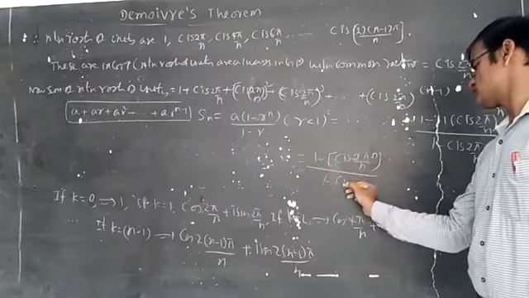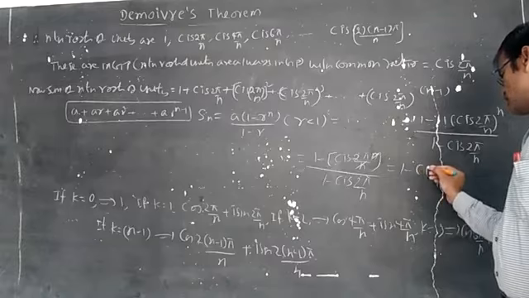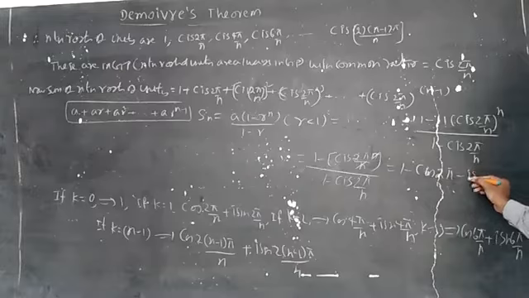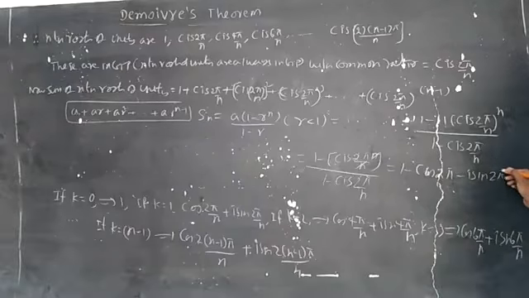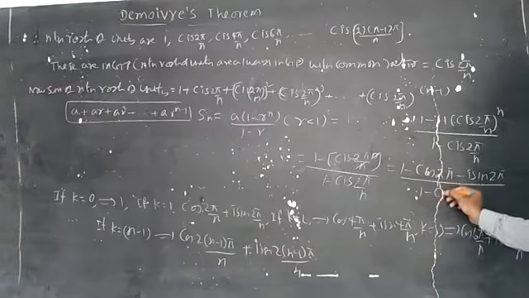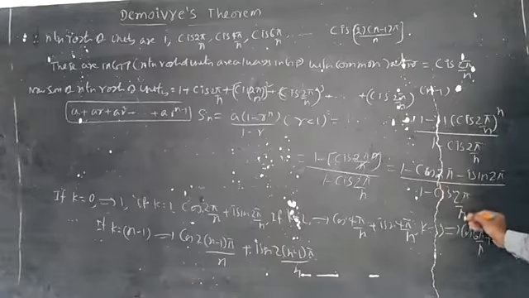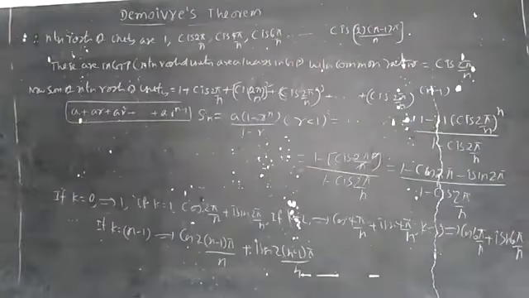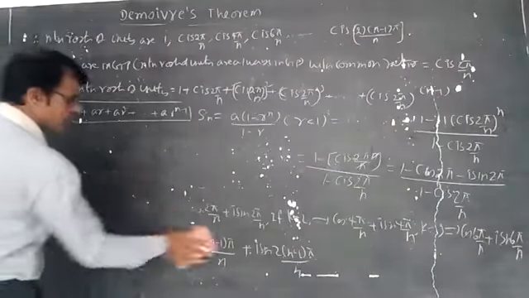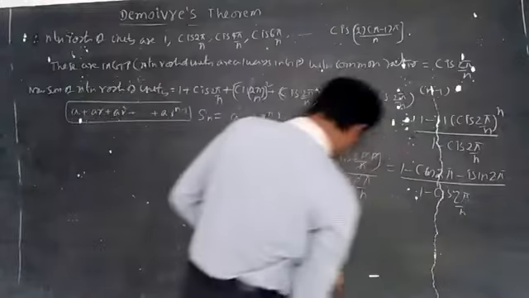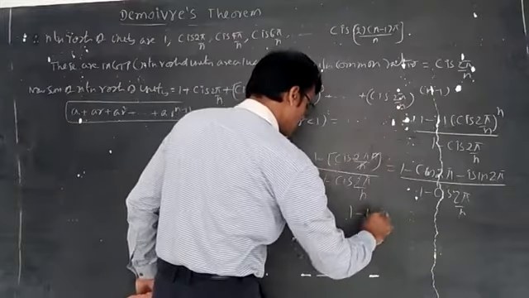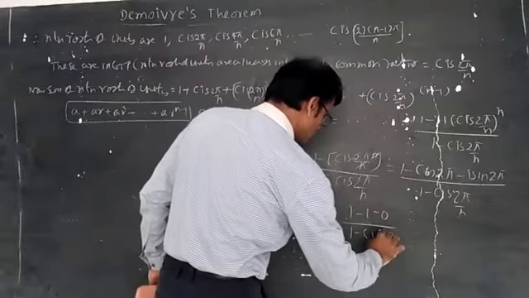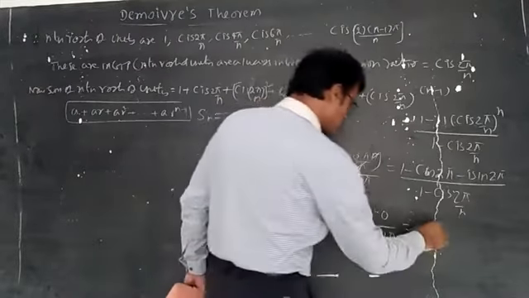Here n and n get cancelled: 1 minus cis 2 pi. You can understand, students, 1 minus (cos 2 pi plus i sin 2 pi), whole by 1 minus cis 2 pi by n, I am writing. What is the value of cos 2 pi? It is 1. What is the value of sin 2 pi? We know that always sin n pi is 0. So we can write here 1 minus 1 in the numerator, and the denominator, 1 minus cis 2 pi by n. What? 1 minus 1 becomes 0.